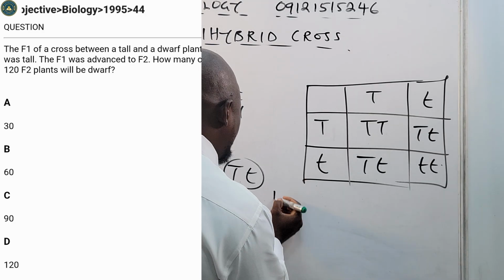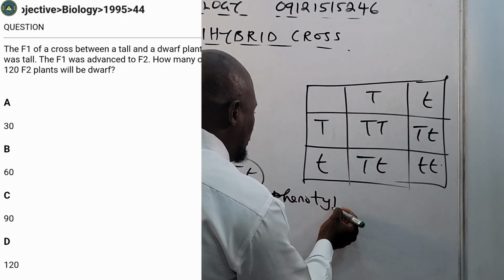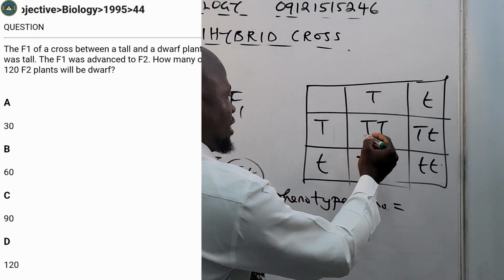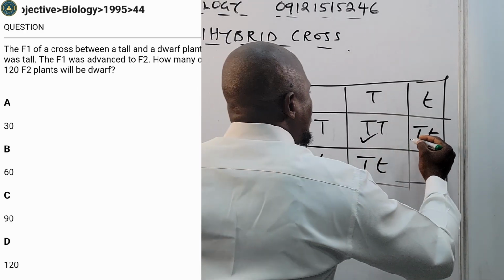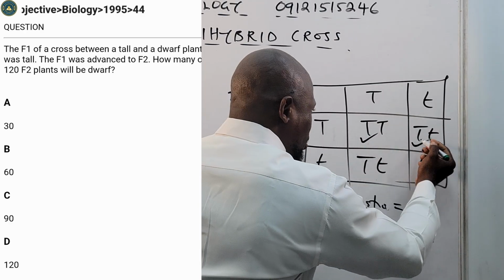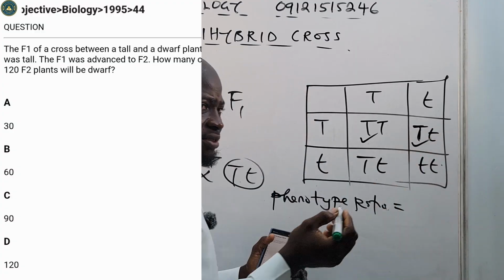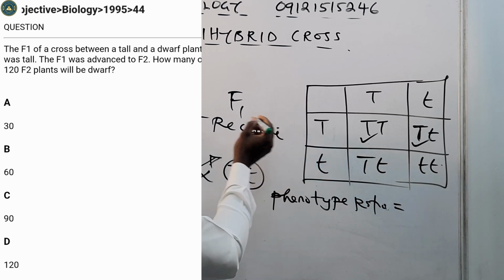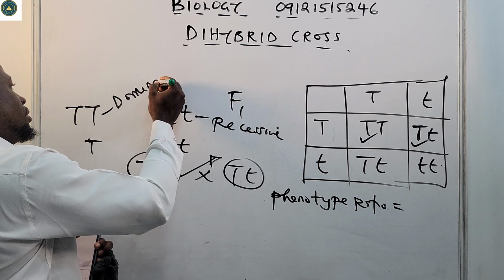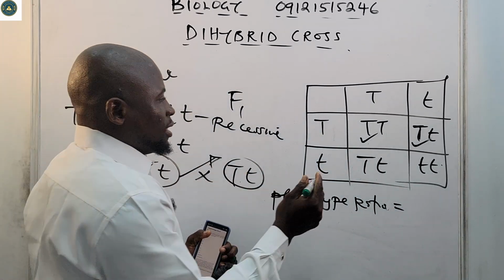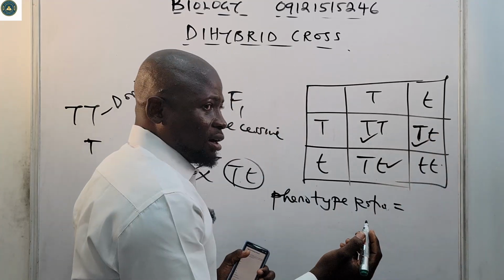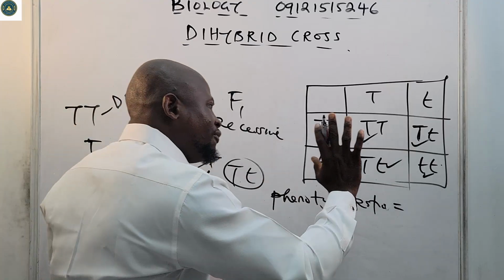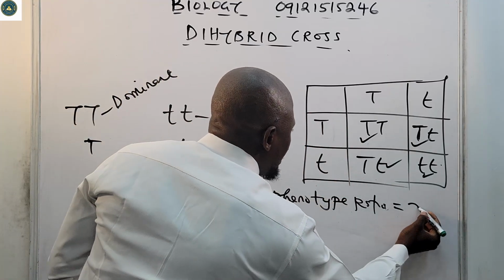What is the phenotype ratio here? How many tall plants? TT is tall. This one is tall. This one is still tall, because this capital T is dominant over this recessive t. Remember this is recessive and this is dominant. So this one is tall, this one is tall, this one is also tall, and then this one is dwarf. That means among the possible outcomes, we have 4 possible outcomes, and 3 are tall.